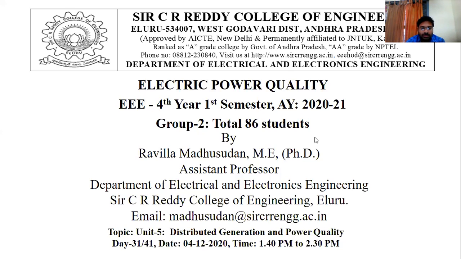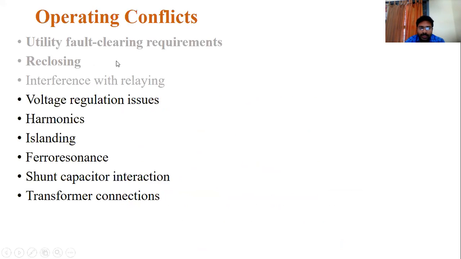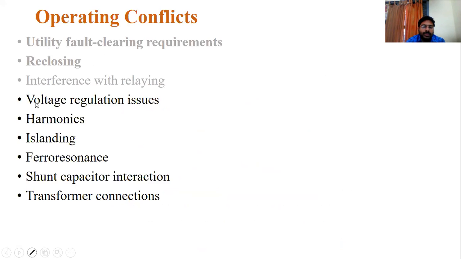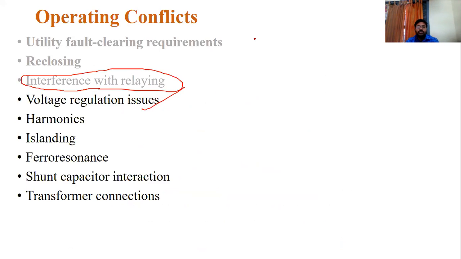First, we have already completed topics like utility system, utility fault clearing requirements, reclosing, and interference with the relaying. One specific subtopic is there, and then you can go for the voltage regulation issues. In today's class we are going to discuss voltage regulation issues, a small part in harmonics, as well as a small part in interference with the relay.